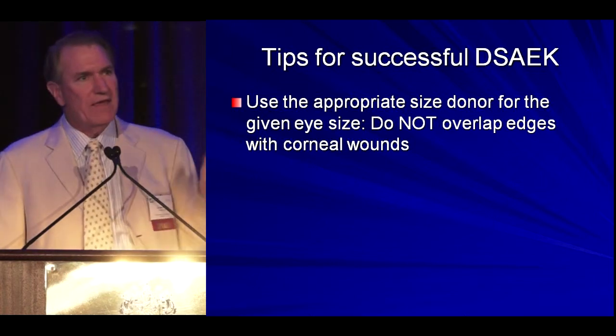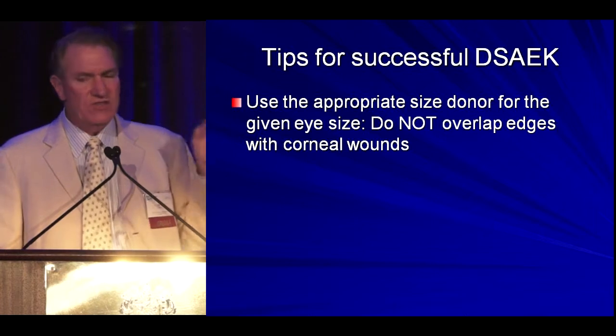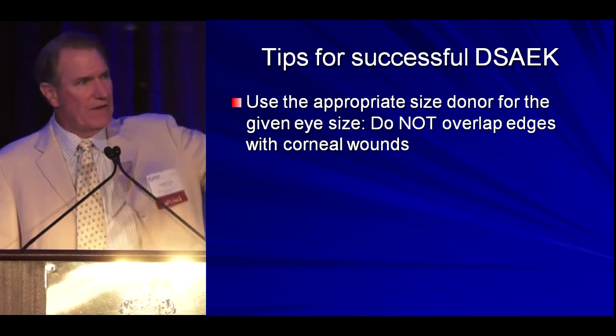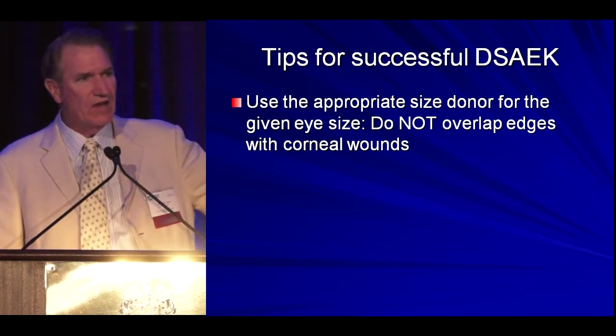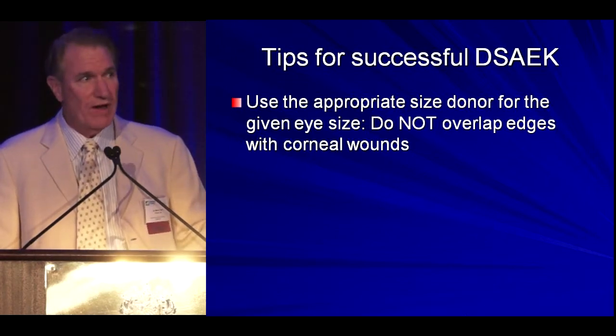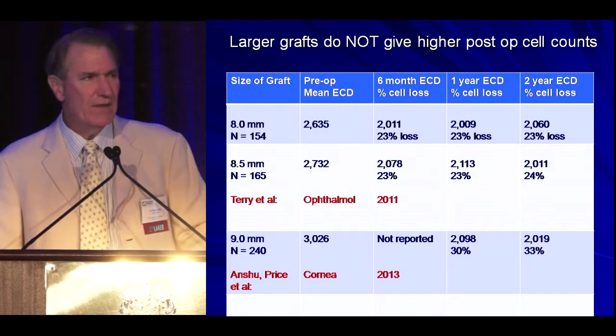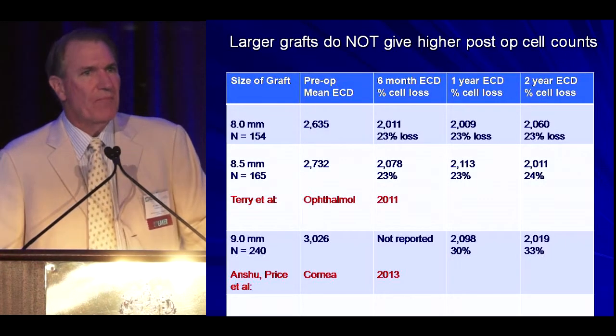So if you can make a graft that goes inside the eye that's small enough that it will fit onto the corneal surface without touching any of your incisions, you'll then have access incisions without disturbing your graft, and you won't have problems post-op. So what does that mean about graft size?